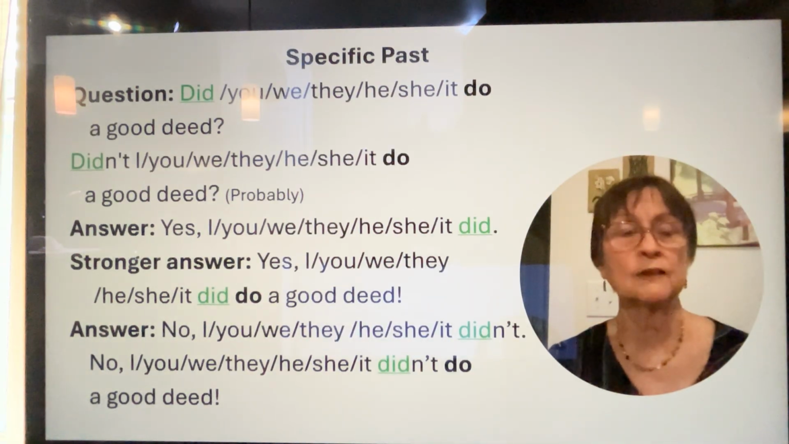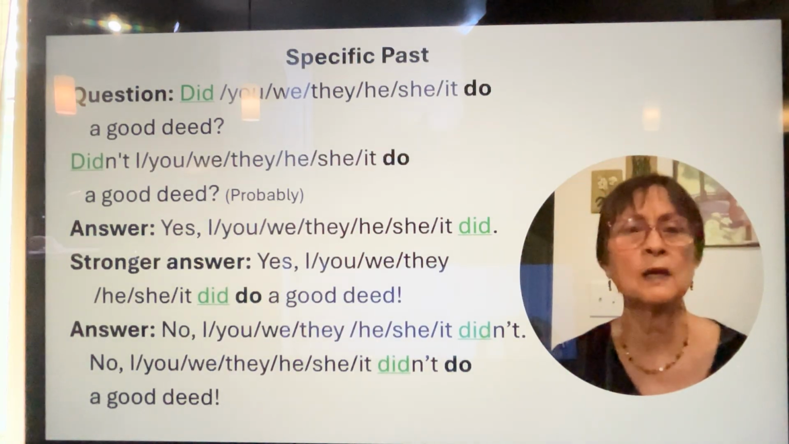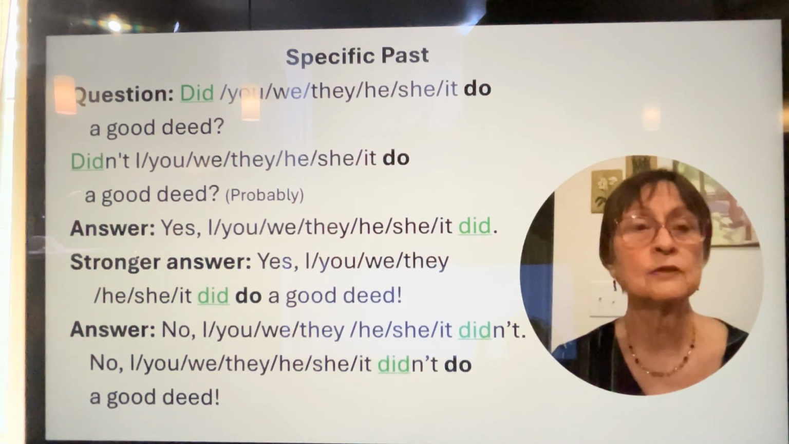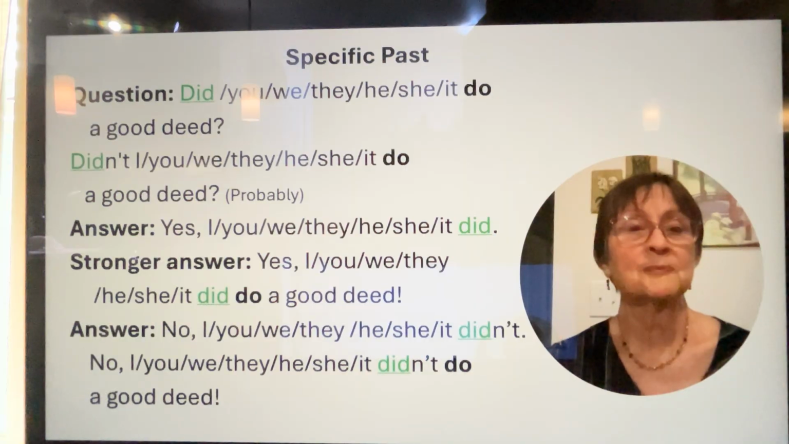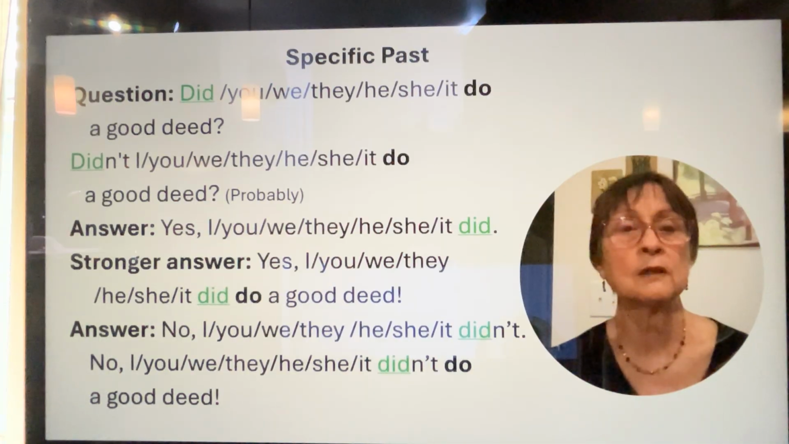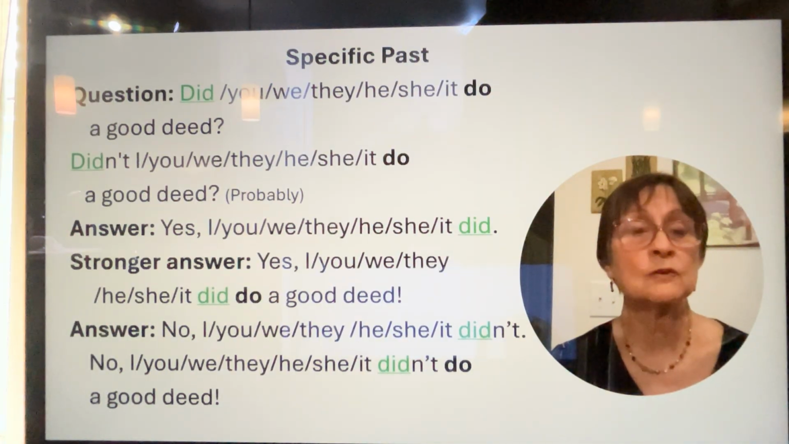Now we do specific past. Did you or we or they or he or she or it do a good deed? I think I left out I. I should have had I in there. Okay. Did, do is the verb in that question, but we have to have the helper in a question. If I think the answer is yes, didn't I do a good deed?